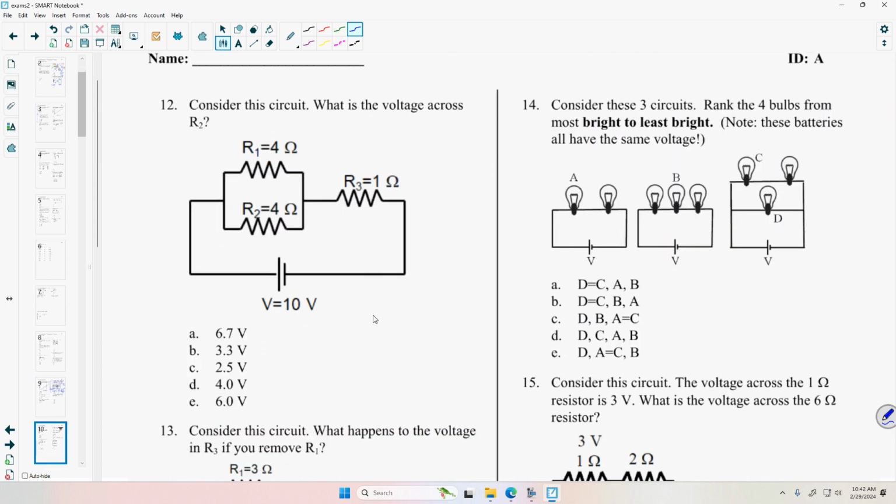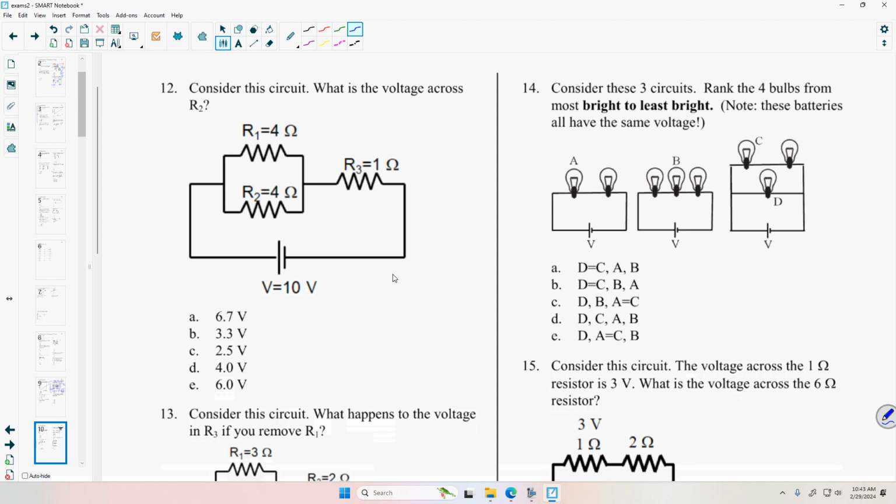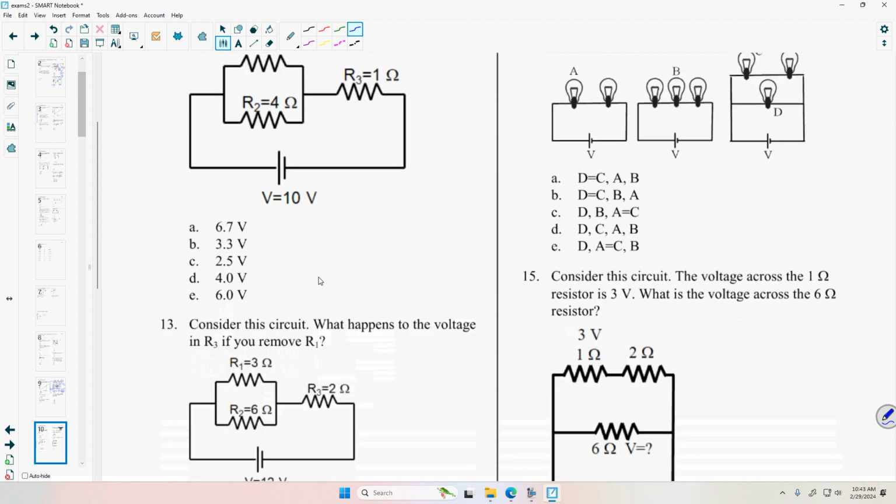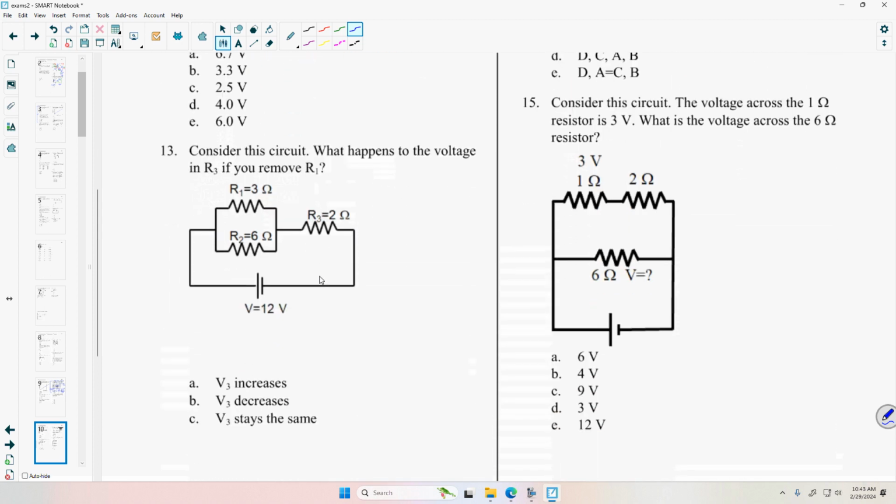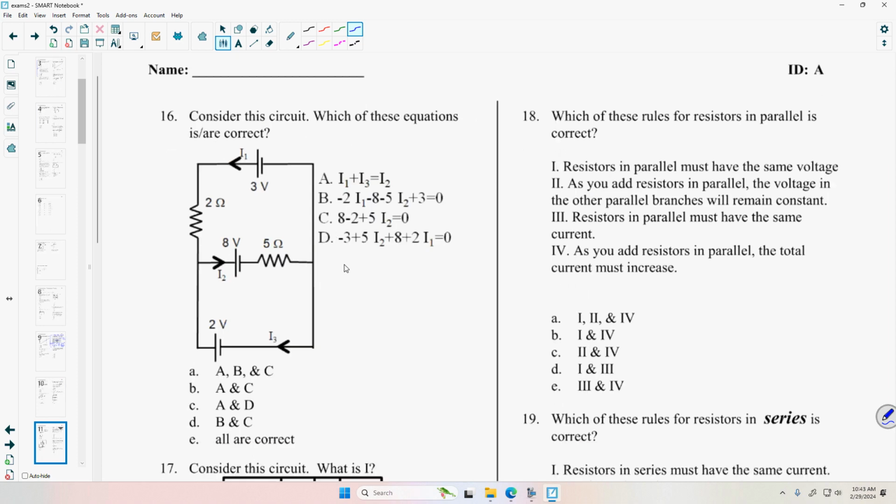Spring 22, no. Like these resistors, no. Nothing like that. You won't see 12, not 13, not 18. No resistors in series and parallel. Only capacitor circuits. Okay? On spring 22? Yeah, let's see.